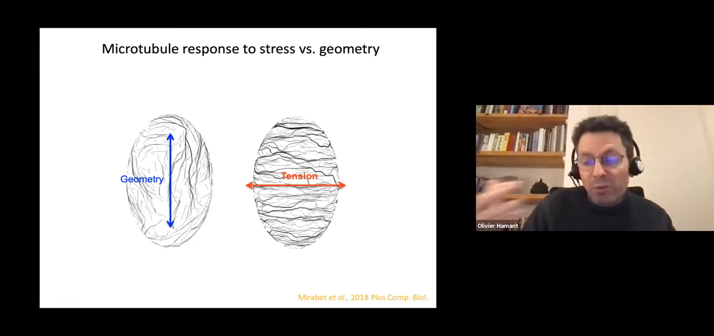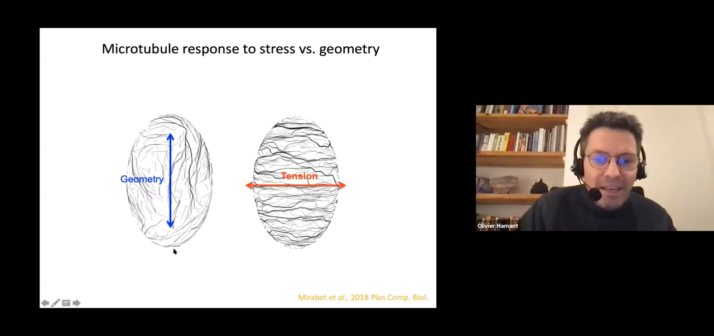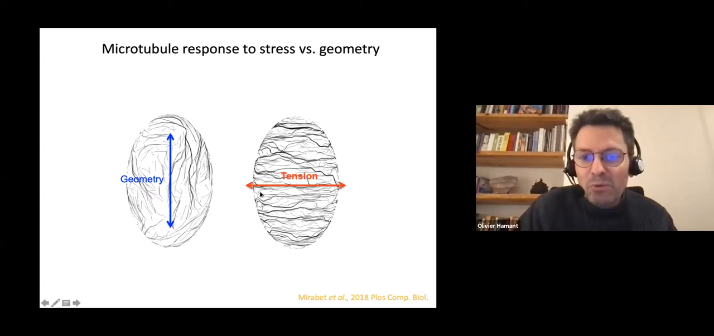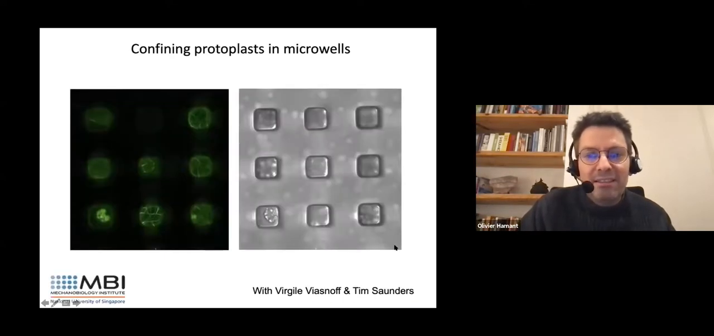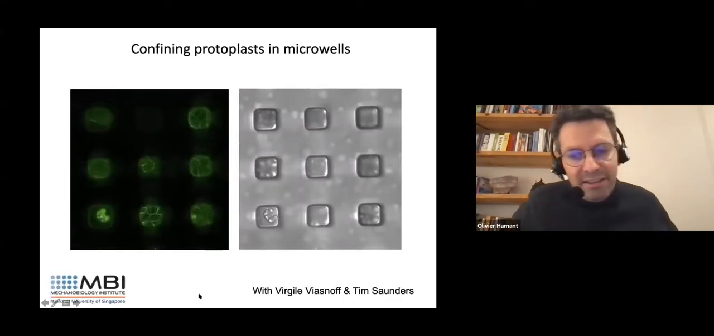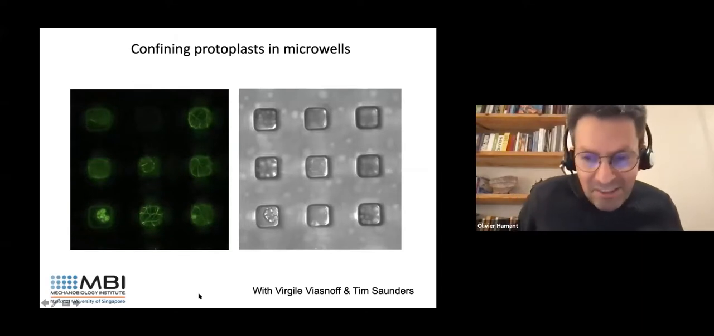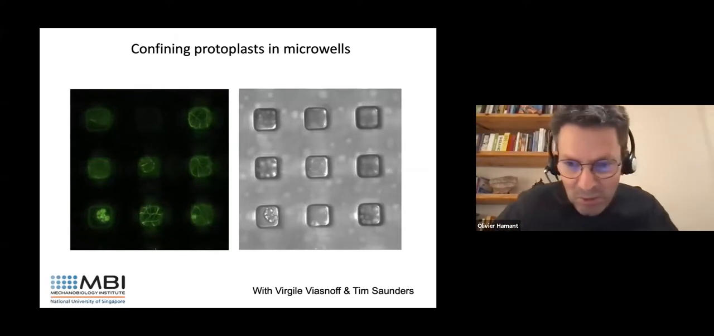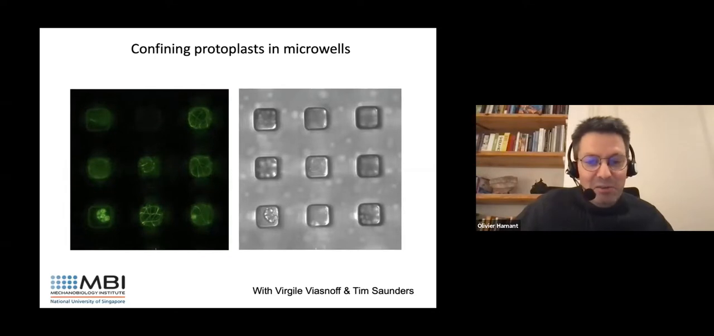It's probably that during evolution, microtubules might have been selected to be sensitive to external cues, right? And not to be locked into this longitudinal orientation. So this is the prediction from the model. Of course, now we need to test it in cellulo. This is something I started to do during a sabbatical in Singapore in 2019, before the COVID and the travel ban, let's say.